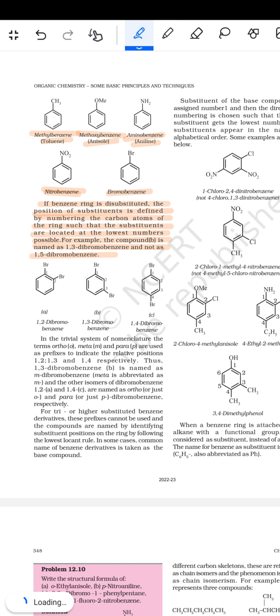तो 1,2-dibromobenzene, 1,3-dibromobenzene और 1,4-dibromobenzene ये हो गया. In the trivial system of nomenclature, the terms ortho, meta, and para are used as prefixes to indicate the relative positions 1,2, 1,3, and 1,4 respectively. Thus, 1,3-dibromobenzene is named as meta-dibromobenzene. Meta is abbreviated as m, and the other isomers of dibromobenzene, 1,2 and 1,4, are named as ortho or just o, and para or just p dibromobenzene respectively.